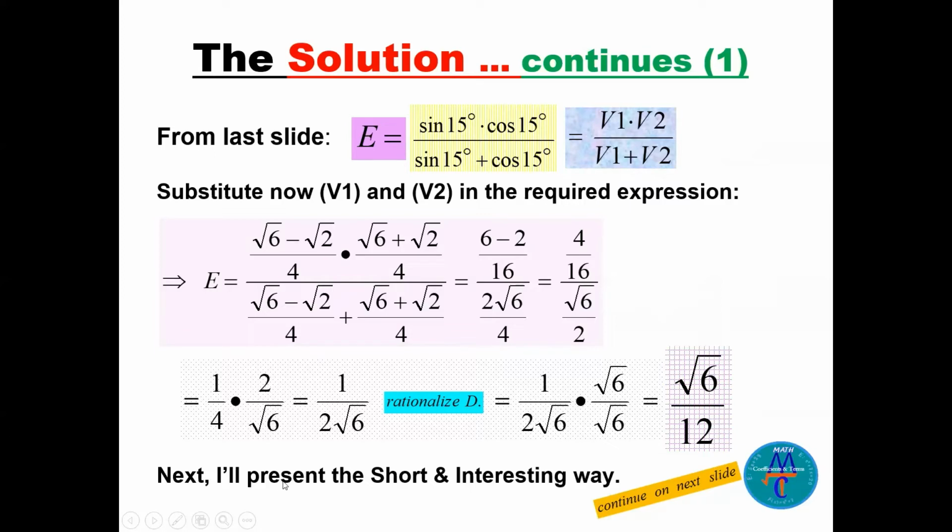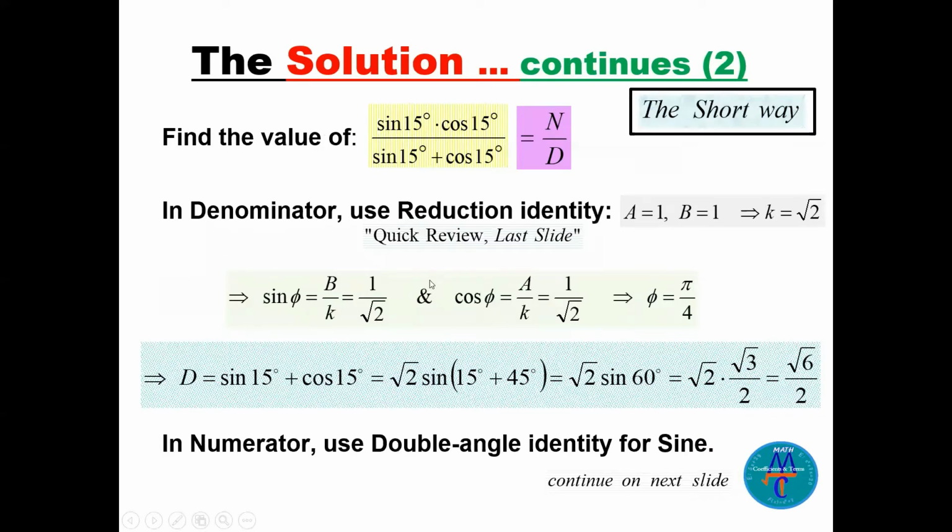Next slide, I will start presenting the short and interesting method. Here's the same question. Let's call the numerator capital N and the denominator capital D. I will start with the denominator, sine 15 plus cosine 15. I can remember reduction identity, which I will put a quick review in the last slide of this video, in case you want to remember it. So capital A is the coefficient of the sine, which is 1, and capital B is the coefficient of the cosine. So K will be square root of A squared plus B squared, which will be square root of 2. Remember, I'm doing the denominator, capital D, the addition.